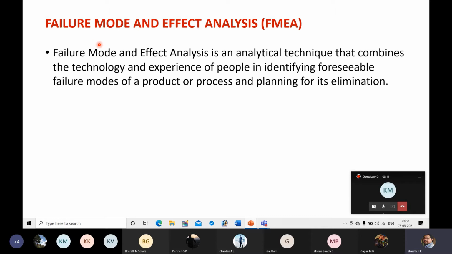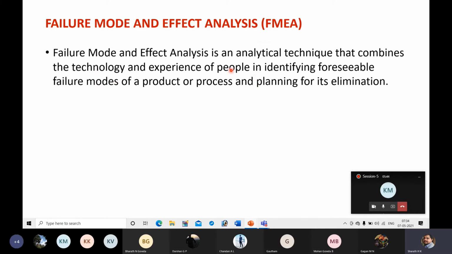Our intention is to avoid occurrence of a failure. That is prevention. Then if it occurs, how can we detect it? How can we reduce its effect? All these things will be analyzed in failure mode and effect analysis with the help of forms and other techniques. Failure mode and effect analysis is an analytical technique that combines technology and experience of people in identifying foreseeable, meaning upcoming, failure modes of a product or process and planning for its elimination.